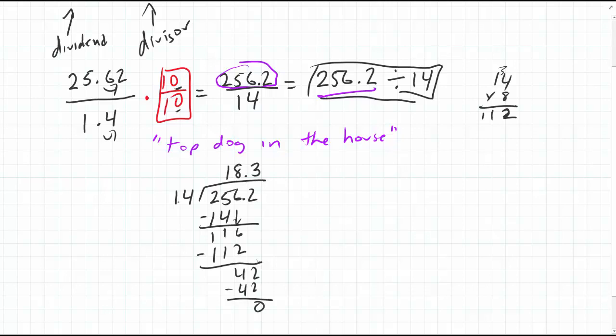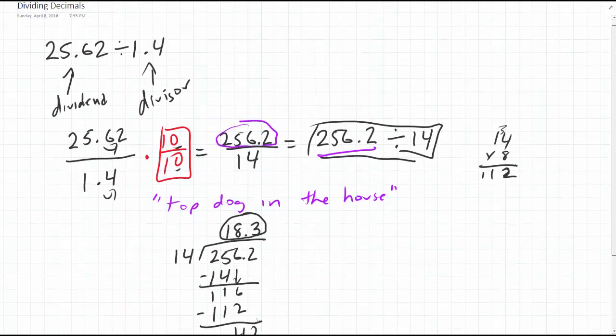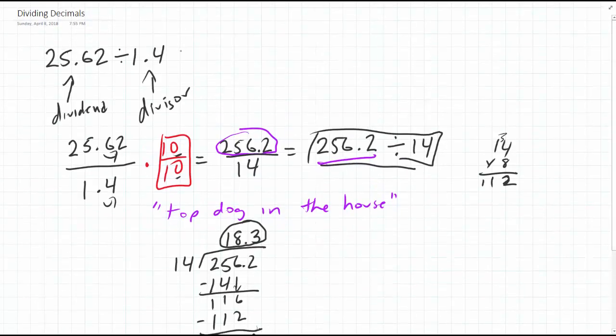What I should have mentioned earlier is that when we did 14 divided into 25, since we're dividing into 25 and not just 2, however many times 14 goes into 25, the 1 goes right above the 5, not above the 2, but the 5. That was another common mistake I saw. So the quotient is going to be 18 and 3 tenths. So if we go back to the top, we know that 25 and 62 hundredths divided by 1 and 4 tenths is 18 and 3 tenths. And we can certainly double check that by multiplying it out.